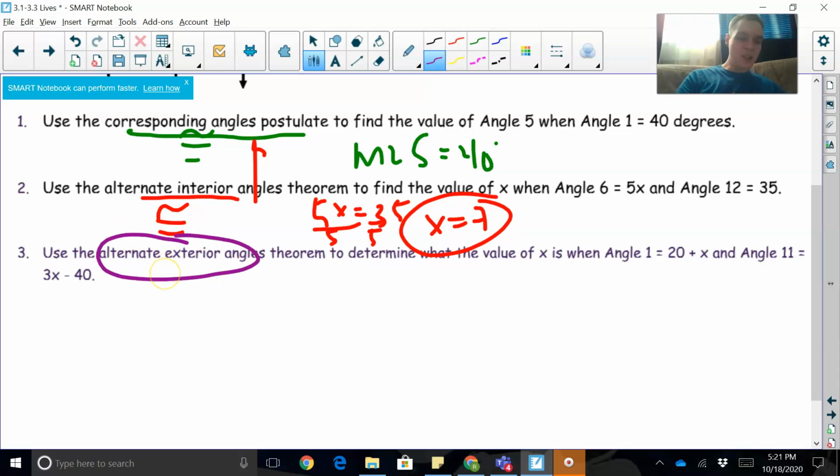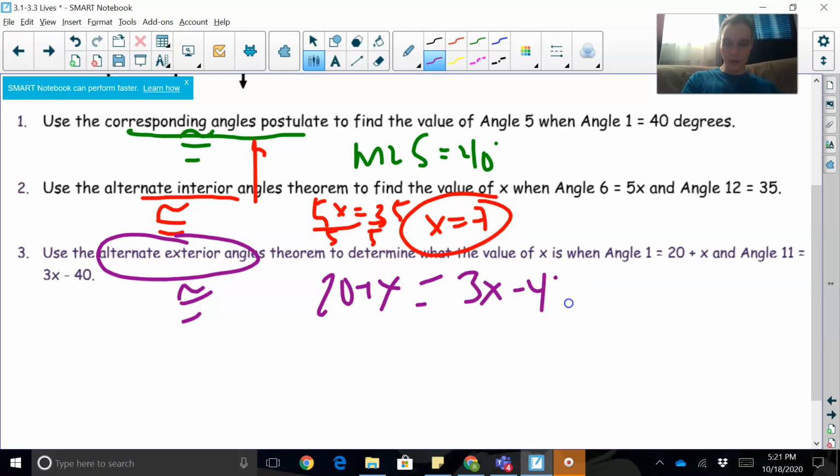Okay, use alternate exterior angles to determine the value of x when angle 1 is that and angle 2 is that. Alternate exterior angles are congruent to each other. So we have 20 plus x equals 3x minus 40, and you would solve this equation. We should be proficient in algebra 1.